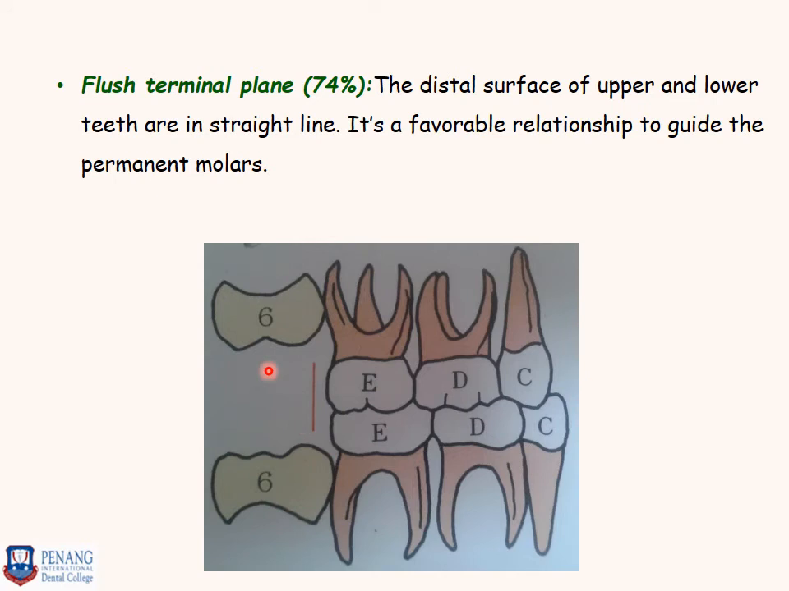Here, 6 is the permanent first molar, which is going to erupt later. So the terminal plane decides the occlusion in the permanent dentition, if the distal surfaces of the upper and the lower teeth are in the same straight line.